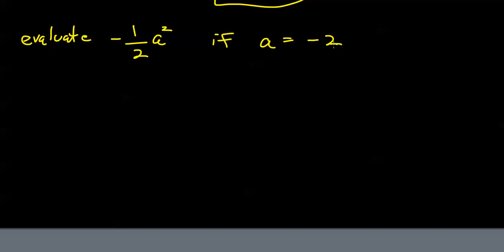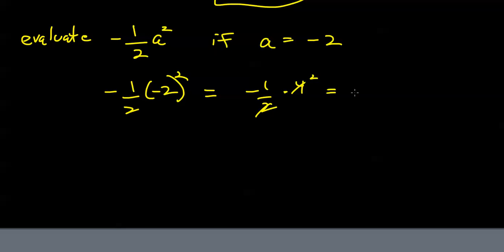Evaluate minus 1/2 a squared if a equals negative 2. Well, all that means is you plug in minus 2 for A and grind out a numerical answer according to your order of operations. Alright, minus 2 squared is positive 4. And of course, 2 goes into 4 twice, and 2 times minus 1 is minus 2. So a simple example there of variable evaluation. Let's do something a little harder.